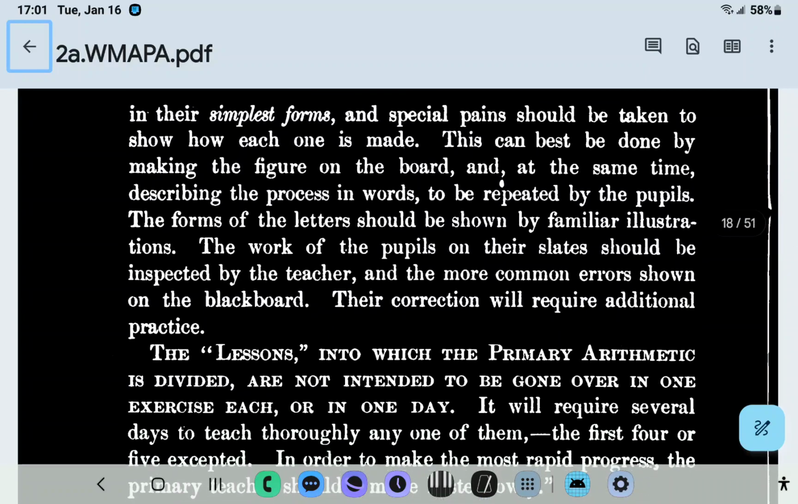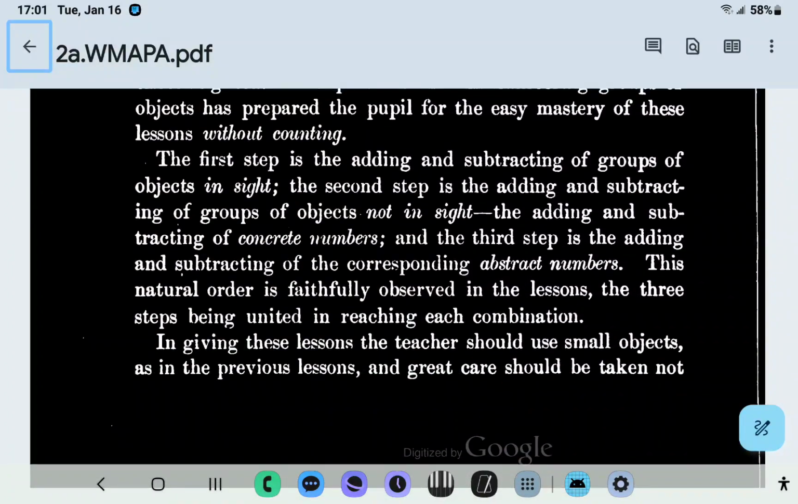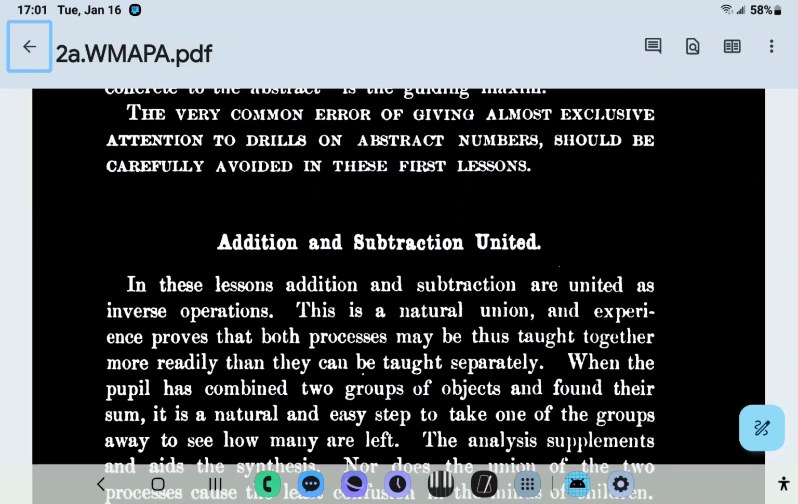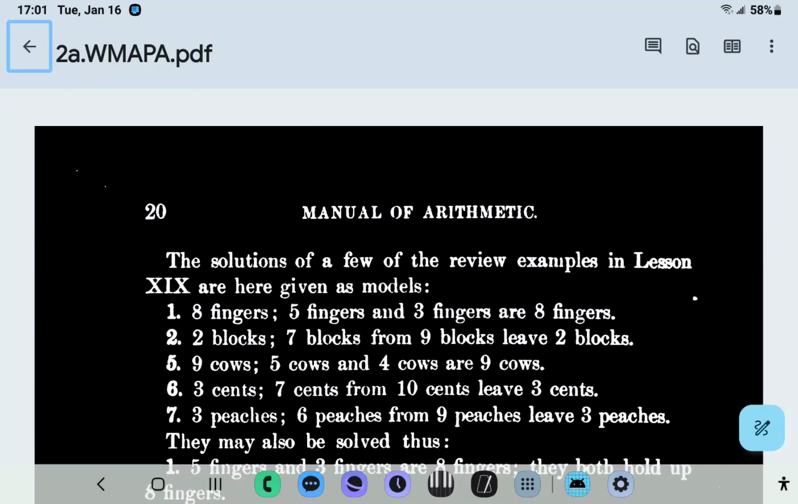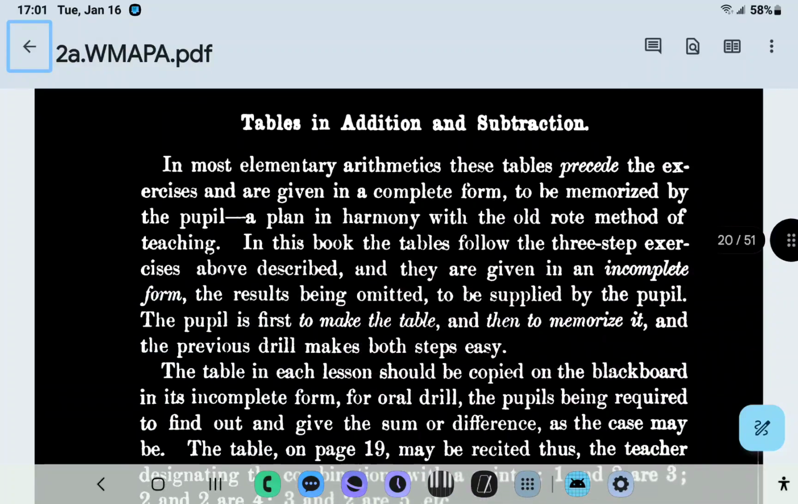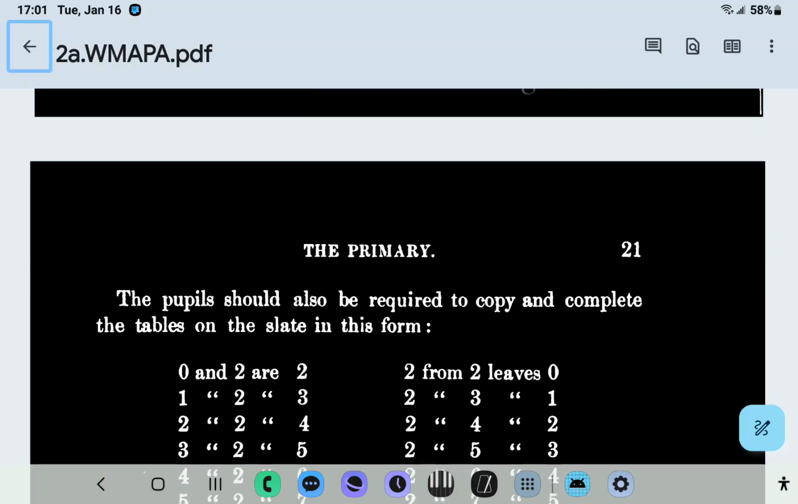Okay, next section. Page 18. See how this one goes to 18. Page 19. I'm just looking to see where this ends. It doesn't end at 9. Table of addition. Oh well, this goes on to page 21 of 51 for a while. Wow.